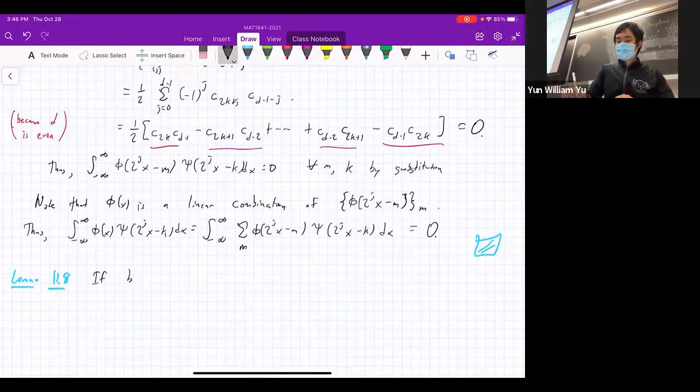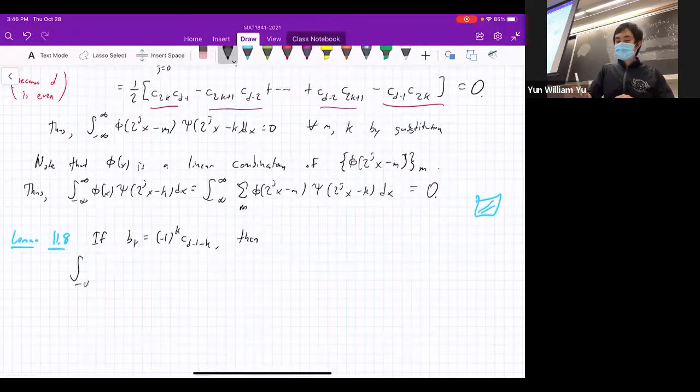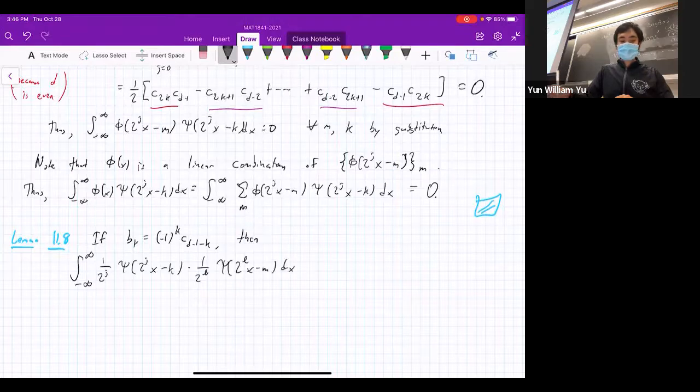And so if our b sub k is equal to (-1)^k c_{d-1-k}, then we also know that the integral from -∞ to ∞ of 1 over 2^j psi(2^j x - k) times 1 over 2^l psi(2^l x - m) dx is equal to delta(j - l) times delta(k - m). So what we're saying is that they are orthogonal, and in order for the inner product to be non-zero, you have to have j equal to l. You have to have the same wavelet.